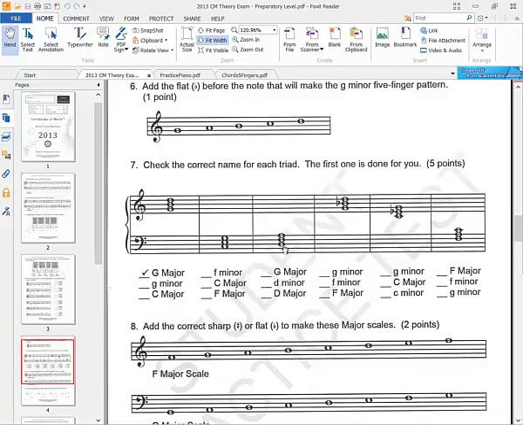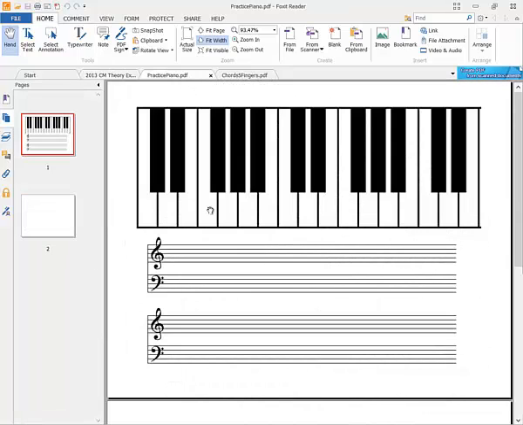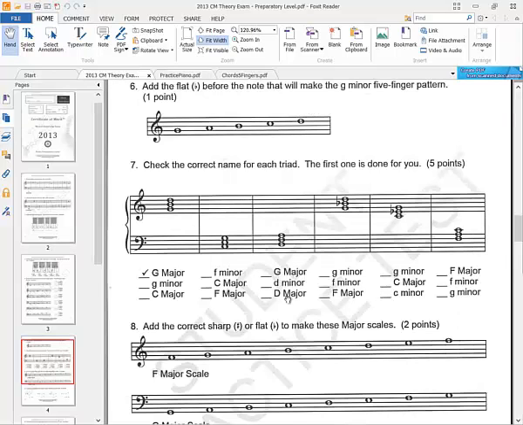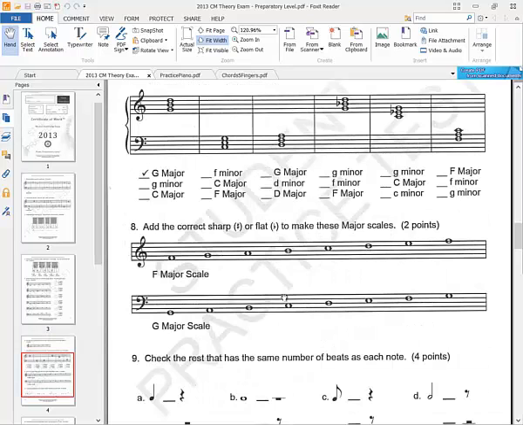The bottom note is D. The middle note is F. Let's try this. D and F. Okay, let's count. 1, 2, 3, 4. Ah, a 4. It's minor. Okay, so this is D minor. Okay, well, hopefully that helps you understand five-finger patterns a little better.